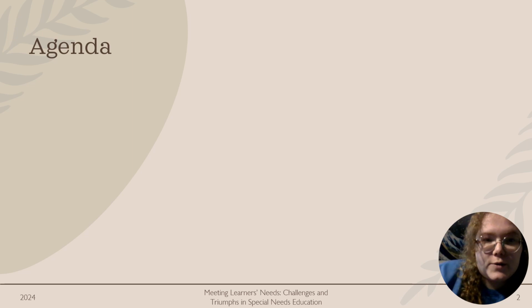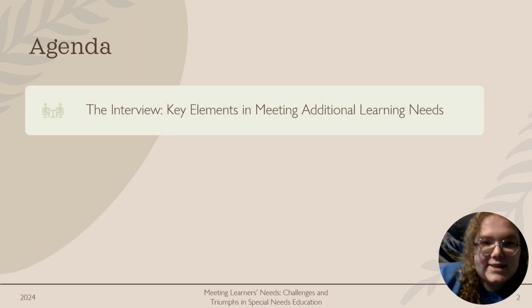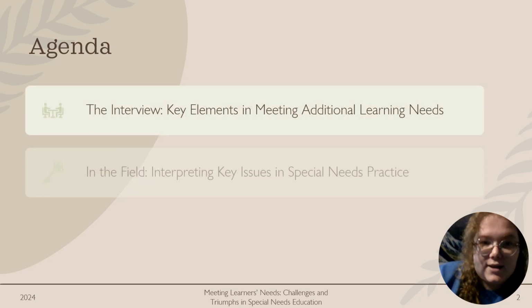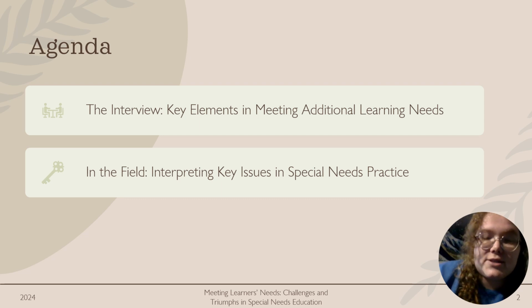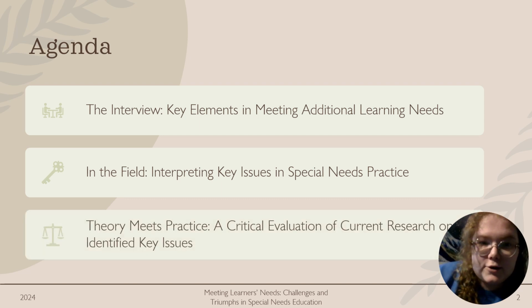So today we are going to talk about key elements in meeting additional learning needs. We're going to be interpreting key issues in special needs practice, and then we are going to perform a critical evaluation of current research on an identified key issue.